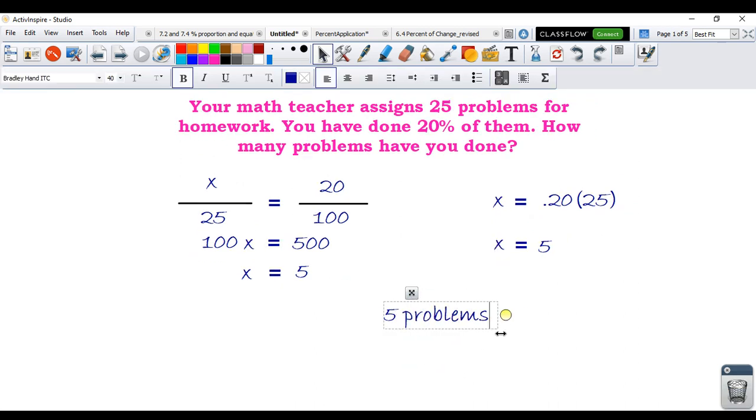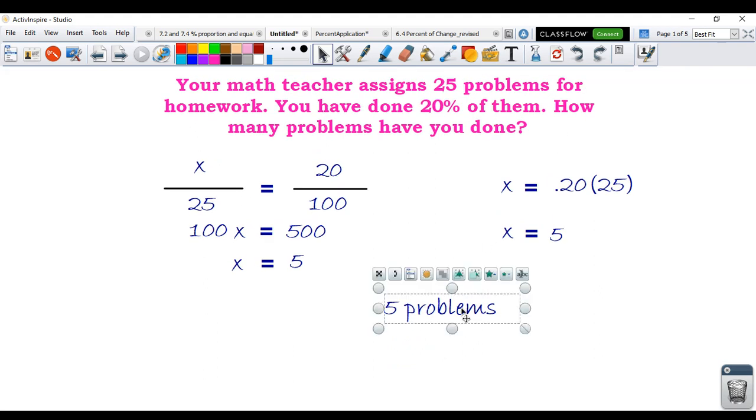And again, remember, we want to use labels for these questions, guys. So let's not forget that.